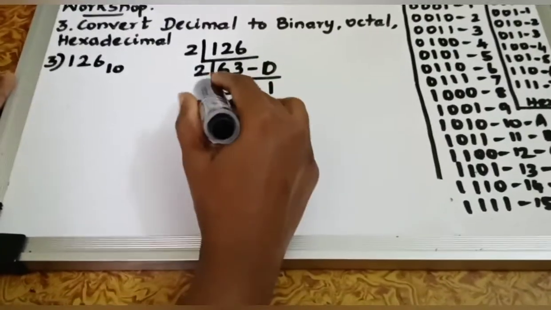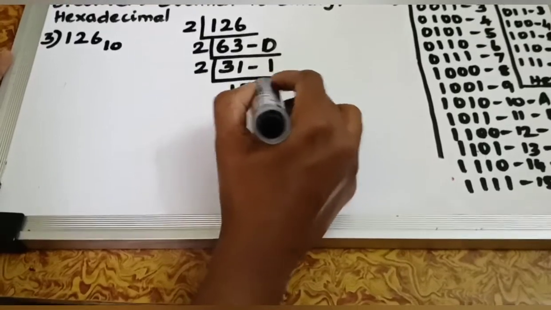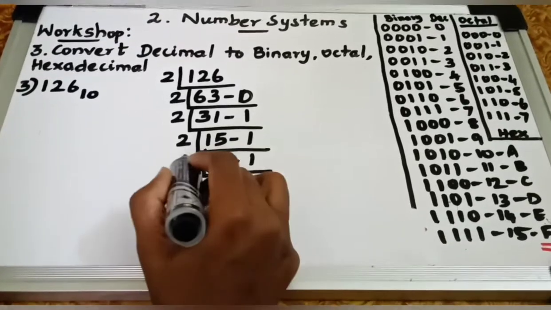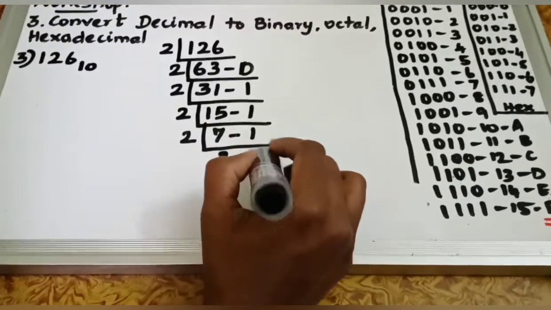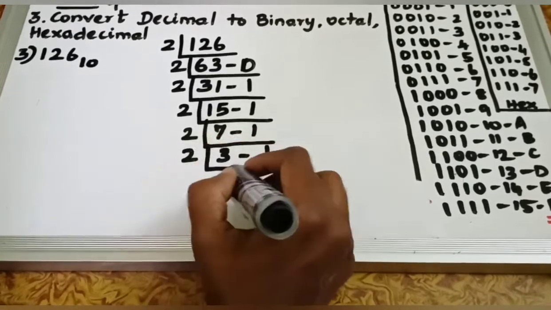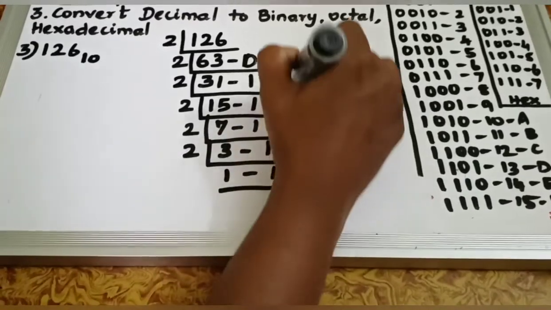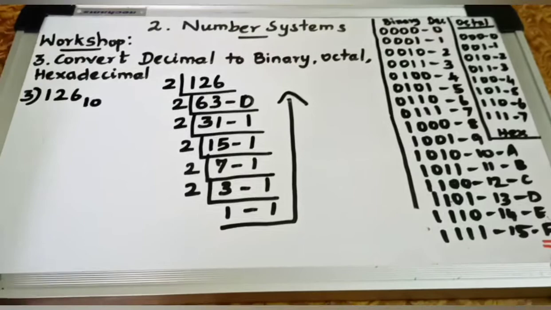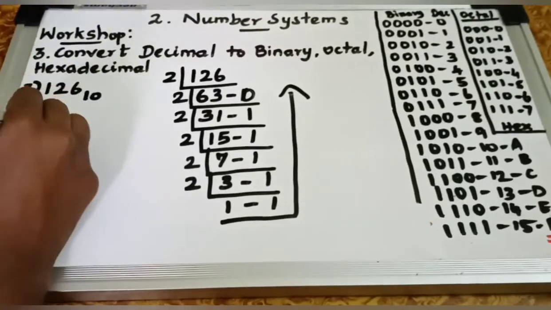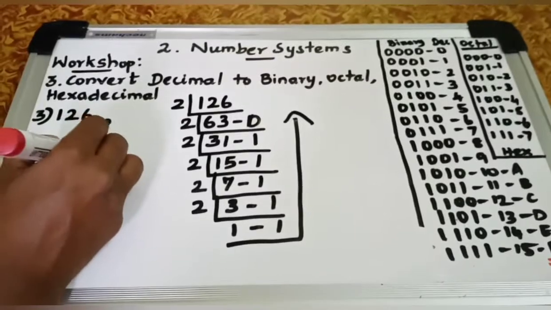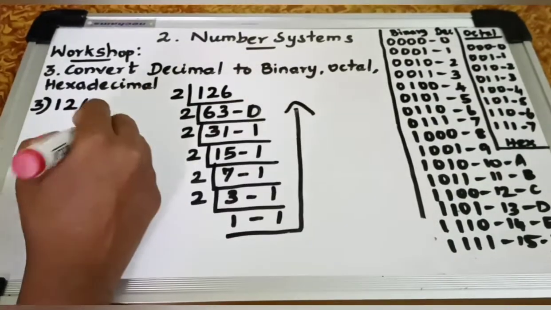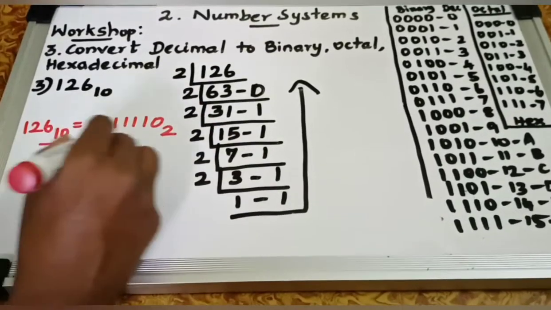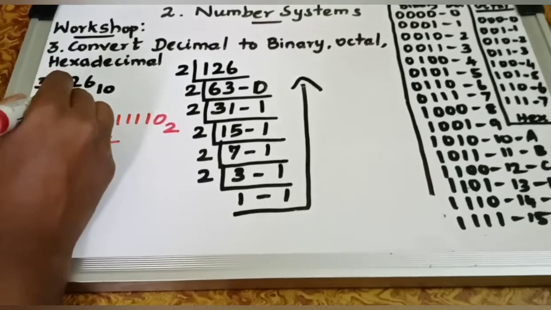Then 7 2s are 14, remainder is 1. Then 3 2s are 6, remainder is 1. Then 1 2 is 2, remainder is 1. How do we write this? Bottom to top, that means from the last remainder to the first remainder, combined together. So what is the answer? 126 base 10 is equal to 1111110 base 2. So this is the binary equivalent.